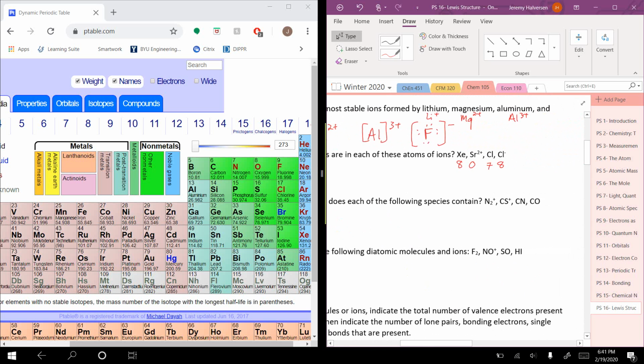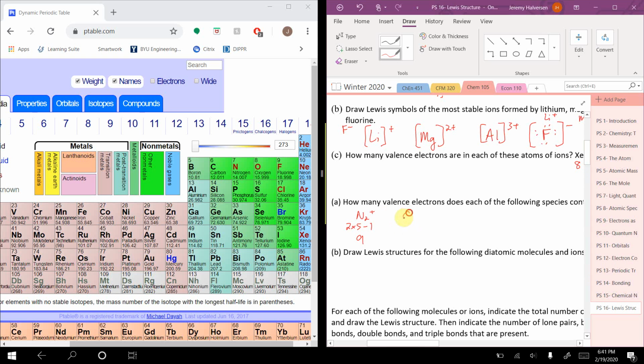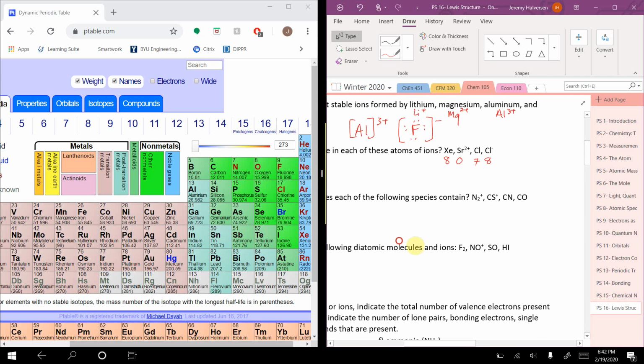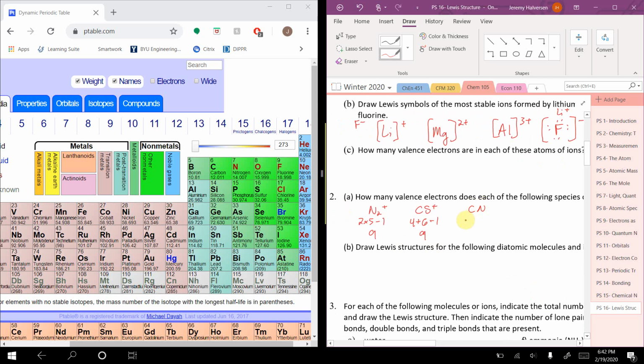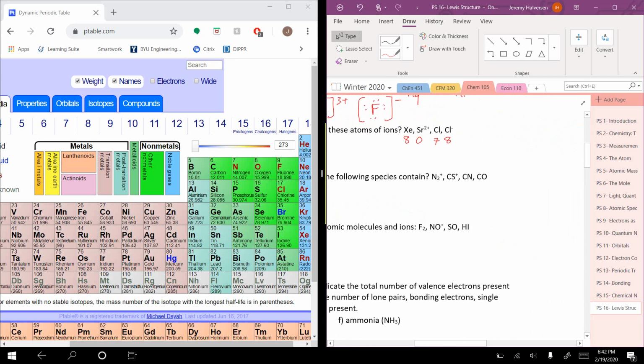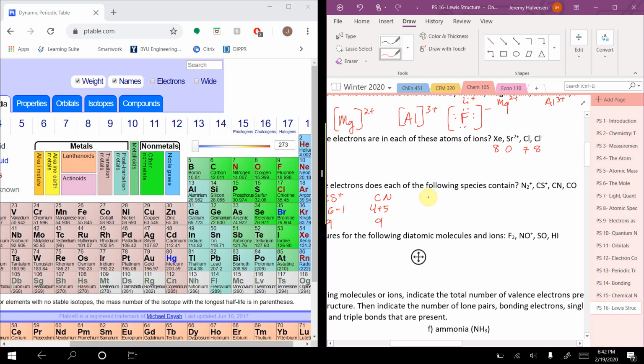Okay, next we've got CS+. C is 4, S is 6 minus 1, so also 9. CN, C is 4, N is 5, so another 9. And lastly, CO, C is 4, O is 6, so that's 10.